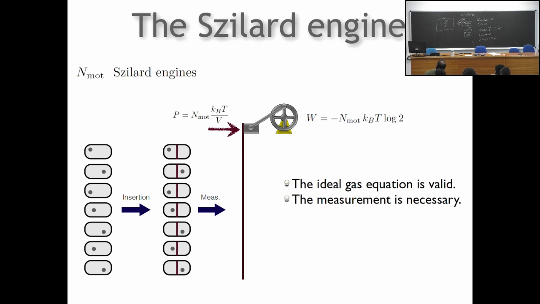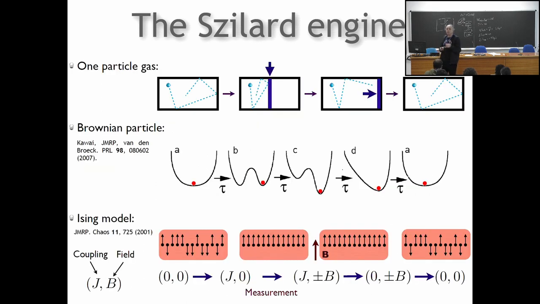So this is just to convince you that all these problems of the Szilard engine, that it is a single particle and so on, can be overcome. Even more importantly, at the end of this week, you will learn that for the Szilard engine you don't really need a single-particle gas. You can do it with many other systems. For instance, you can do it with a Brownian particle. You know Brownian particles, no? I guess so. They obey the Langevin equation.